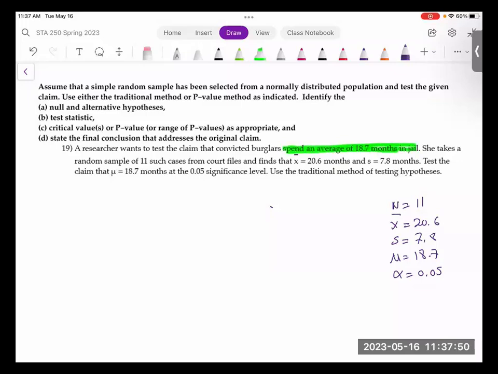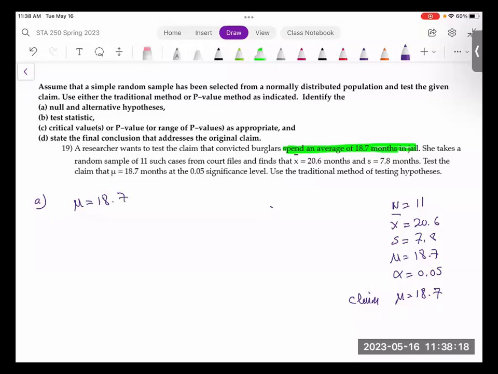So the claim is saying that the average is 18.7, which is the mean equals 18.7, and this is the claim, all right? Are we okay with this? So all of this is given to me, right? Now I can start with A. The A is part of it, the claim. So I'm going to write the claim: the mean equals 18.7.